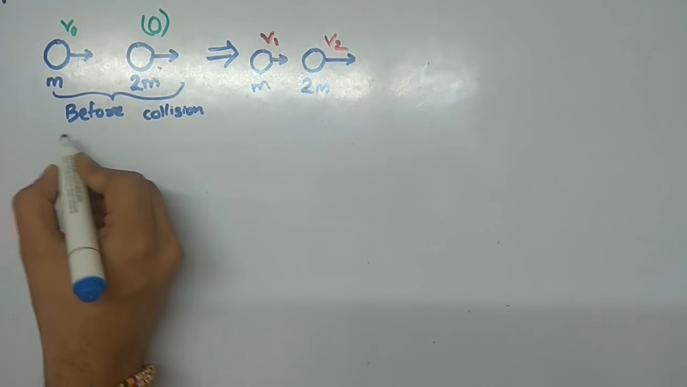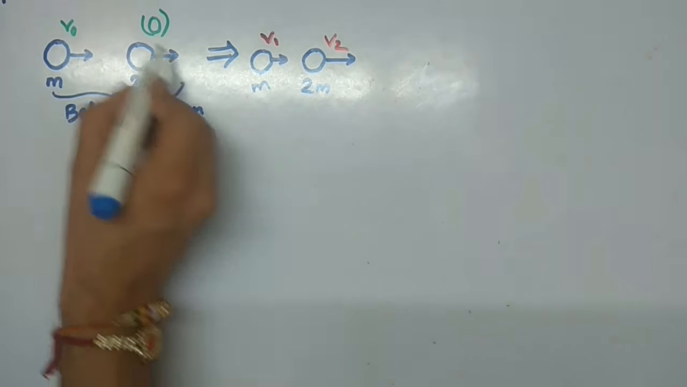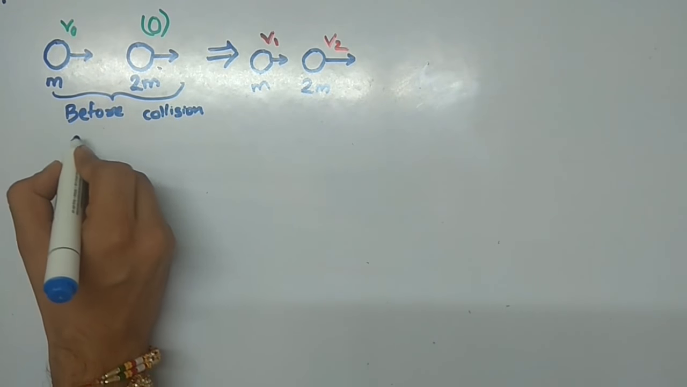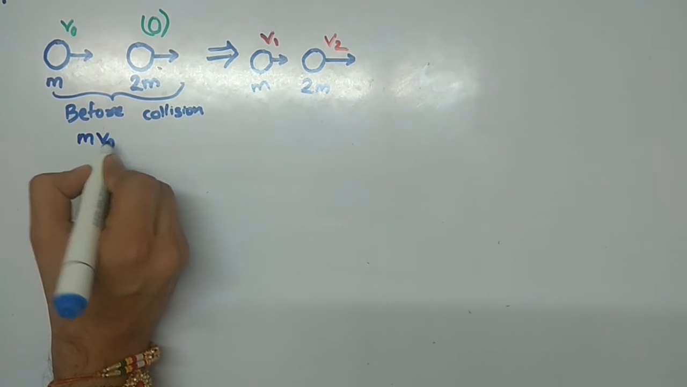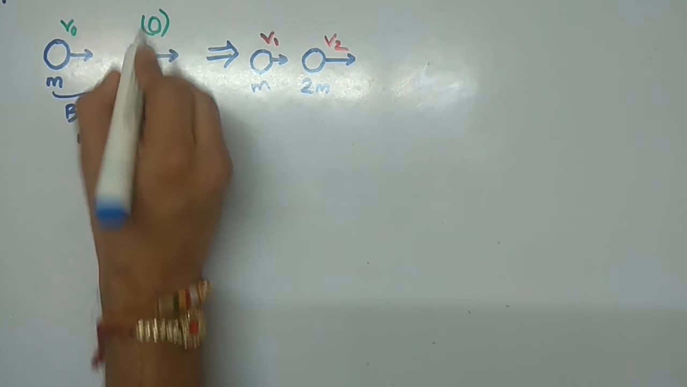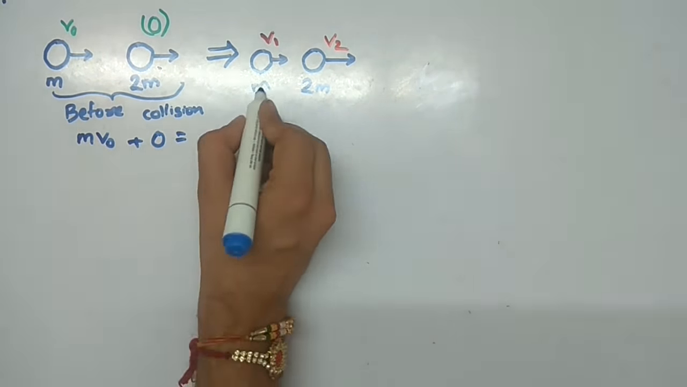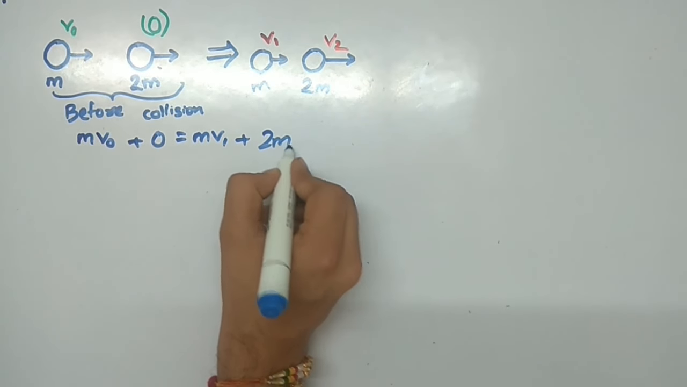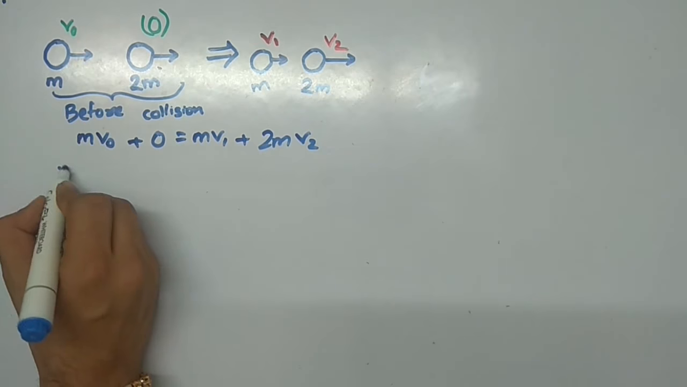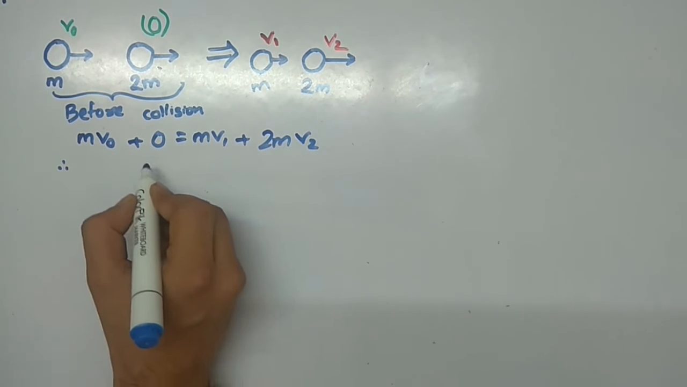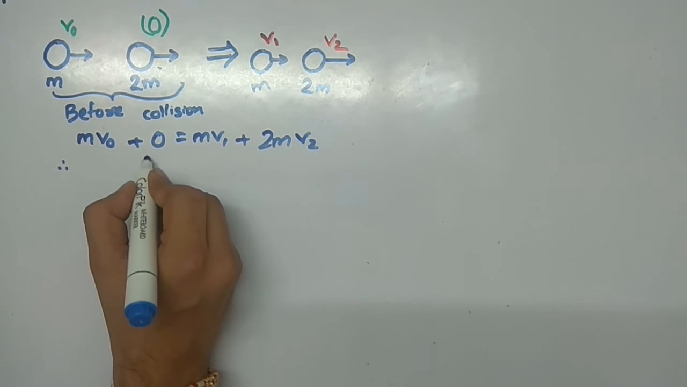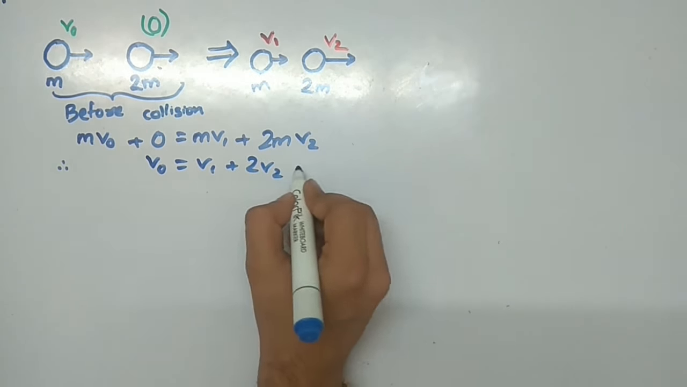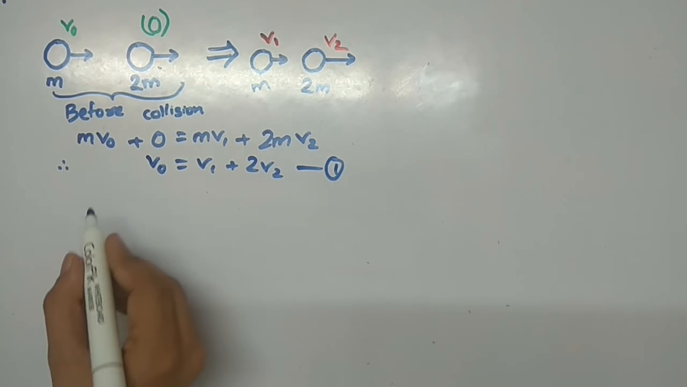Okay, so let's use the law of conservation of momentum. The initial momentum of the system should be equal to the final momentum of the system. Initial momentum: m v0, mass into velocity, plus 2m into 0, which is 0, is equal to m v1 plus 2m into v2. So m cancels, and what we get is v0 equal to v1 plus 2v2, equation 1.